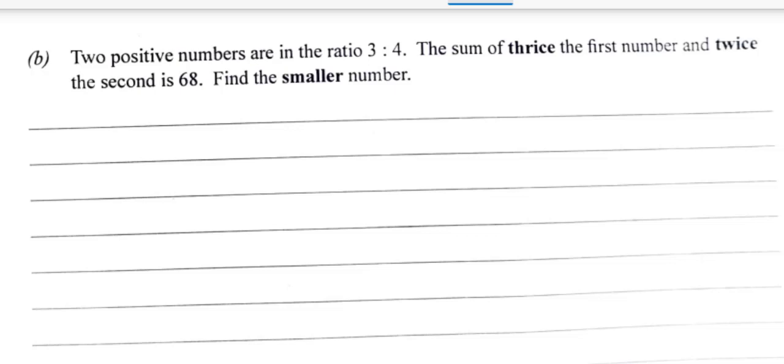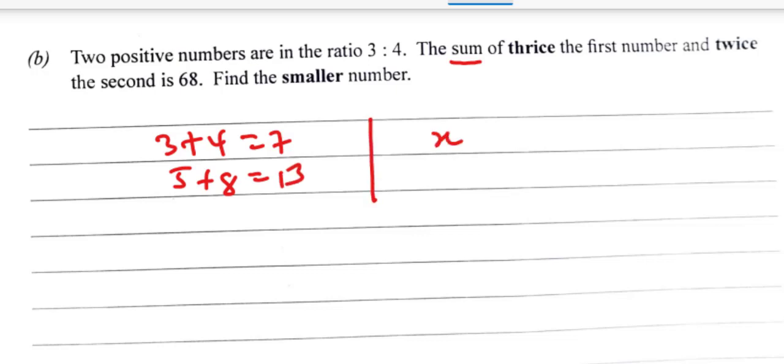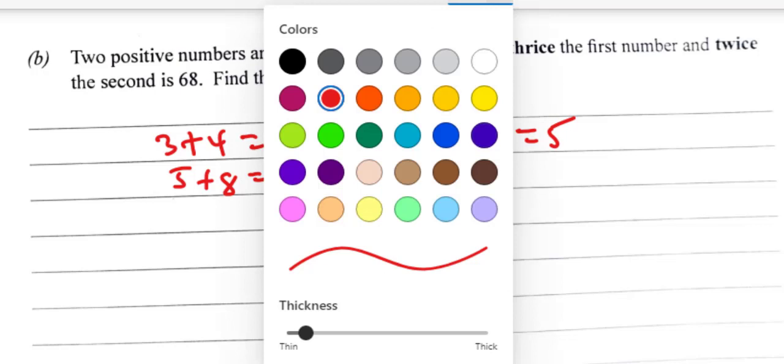Now when we say sum, it simply means addition. For example, if I say the sum of 3 and 4, it means 3 plus 4. All right, so this is the sum of 3 and 4, and that gives 7. If I say the sum of 5 and 8, that means 5 plus 8, and this gives 13. If I say the sum of x and y, I mean x plus y. If I say the sum of x and y is 5, it means x plus y is equal to 5, as simple as that.